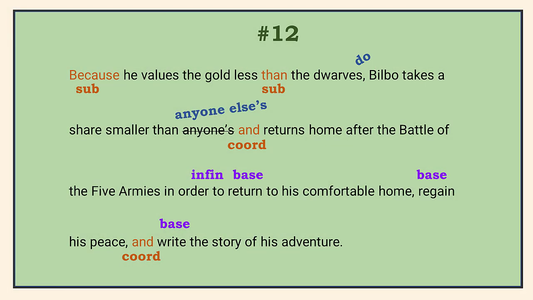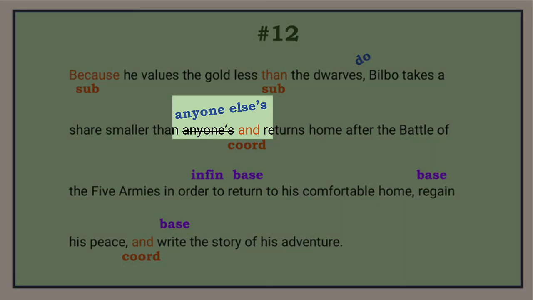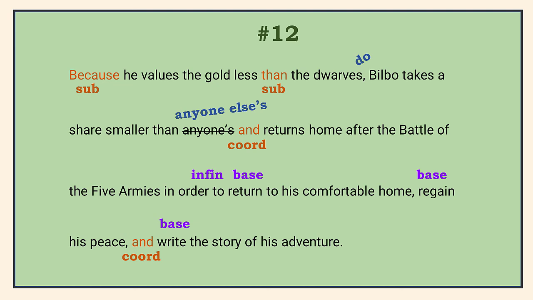Either works. Bilbo is one of the people receiving gold, so he can't have a smaller share than he himself receives. His share is compared to the collective shares of the others, so the comparative smaller is correct. Here, in order to sets up three different infinitive bases: return, regain, and right. The to can be implied for the second and third terms, or you can add a to in front of both of them. Compare this correction to the one in number 10 to see the different ways to correct parallelism errors with infinitives.